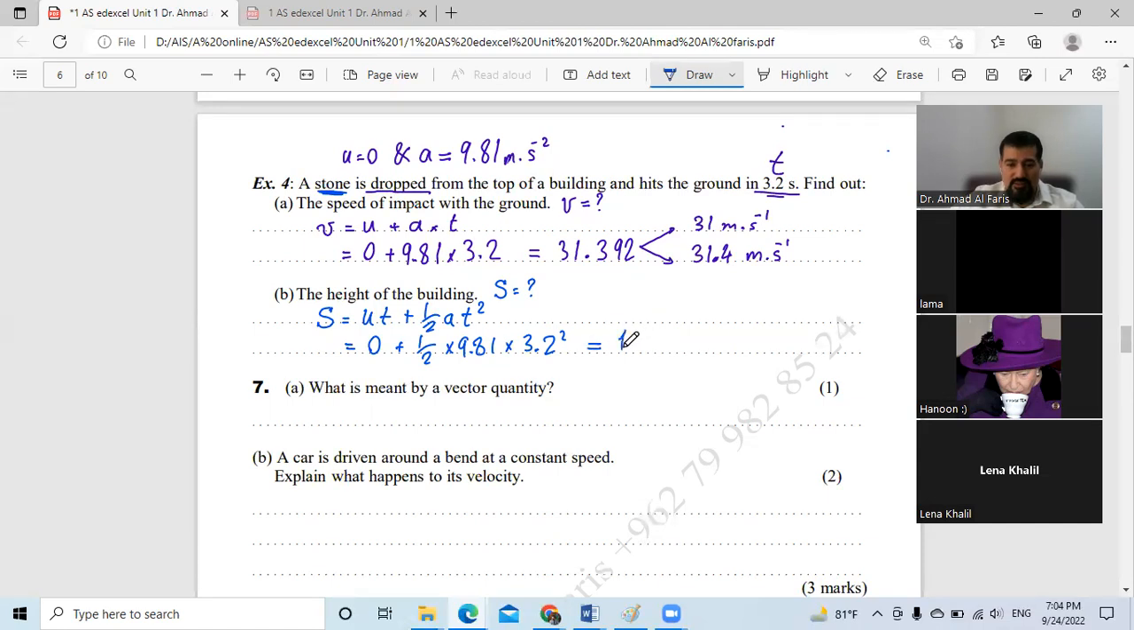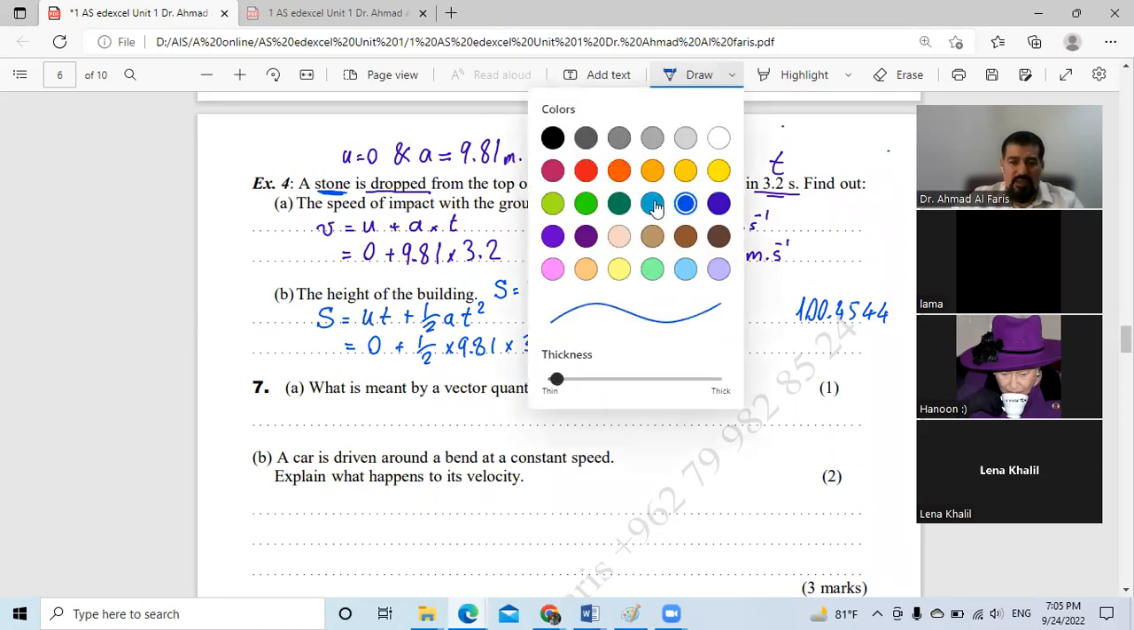Yes, you can write 100. I know it's 100.4544 by using a calculator, but I'm not going to write the whole thing. It's 2 or 3 significant figures. The 4 cannot make it 101, okay? Good. Any question?